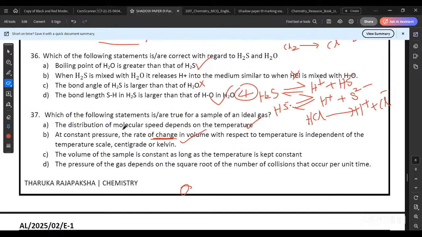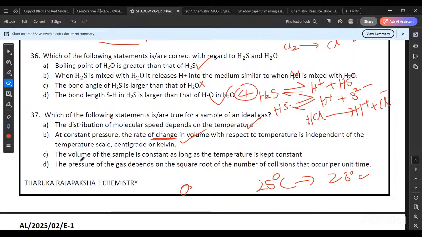People, you are talking about the first statement. Distribution of molecular speed depends on temperature. It depends on temperature. If you say 25 degrees Celsius and you increase it to 28 degrees Celsius, it still changes. Depends on temperature. That is correct. Depends on absolute temperature is also correct. So anyways, it's correct.